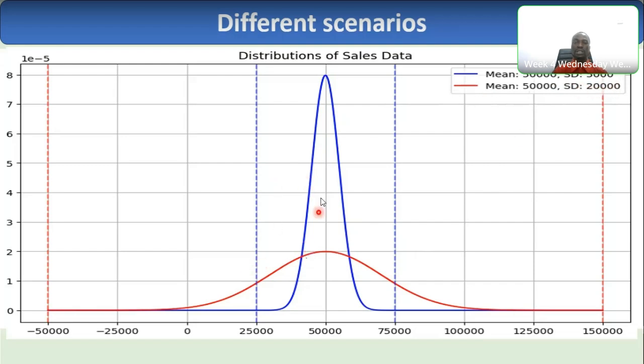So the blue represents department A with 50,000 naira as the mean and 5,000 as the standard deviation. You can see that everything is inside this tiny box, and you can see how tall it is. What does it mean? Let me explain this, so look at it carefully. This is the mean, 50,000, isn't it? It is at the center.